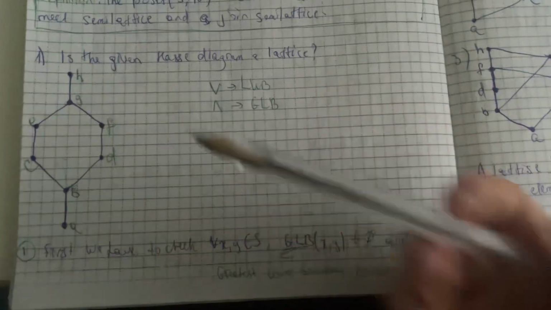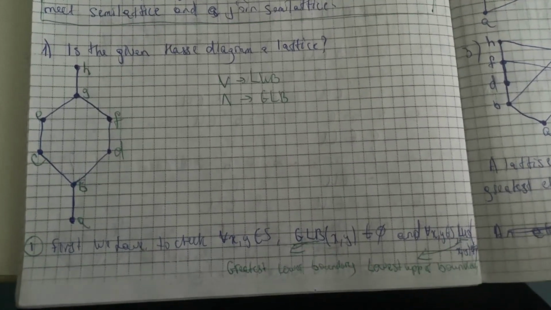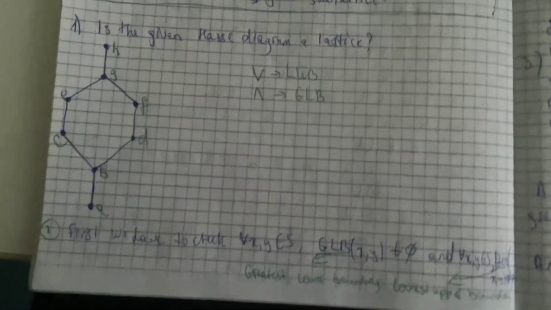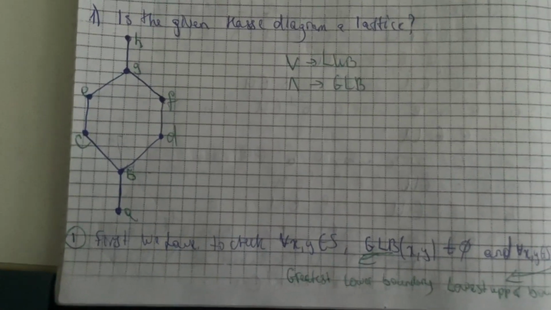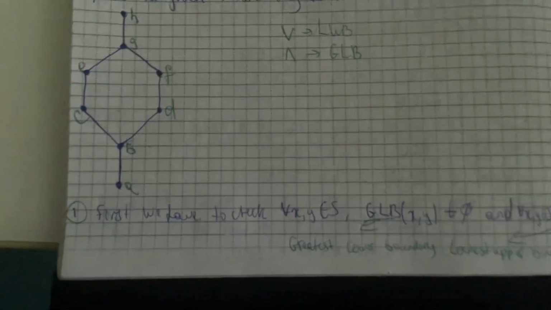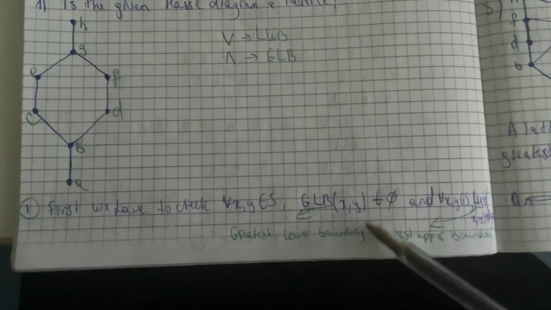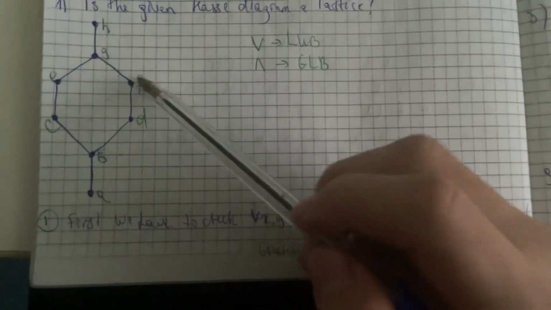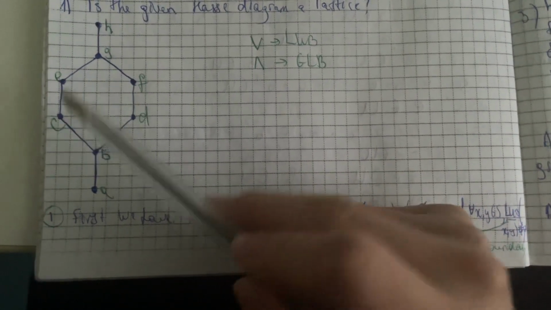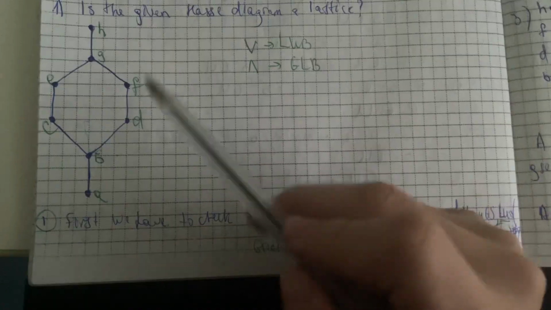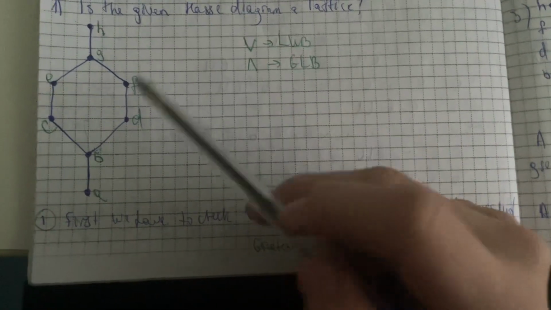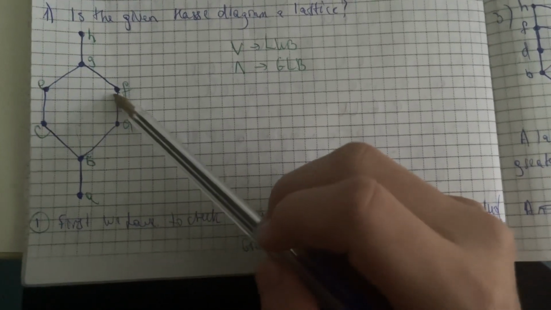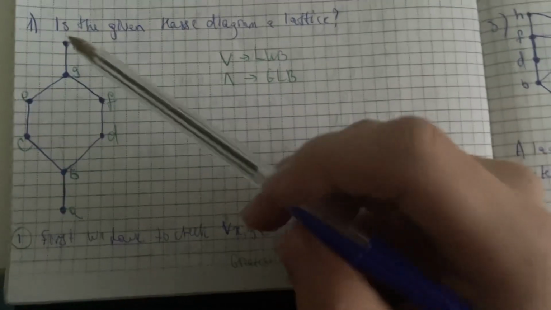So what are the greatest lower bound and the lowest upper bound? First of all, we have to consider incomparable pairs and check whether they have a greatest lower bound and a lowest upper bound. What are incomparable pairs? Here, incomparable pairs are, for example, F and C, E and C, or F and E, where they are not directly joined.